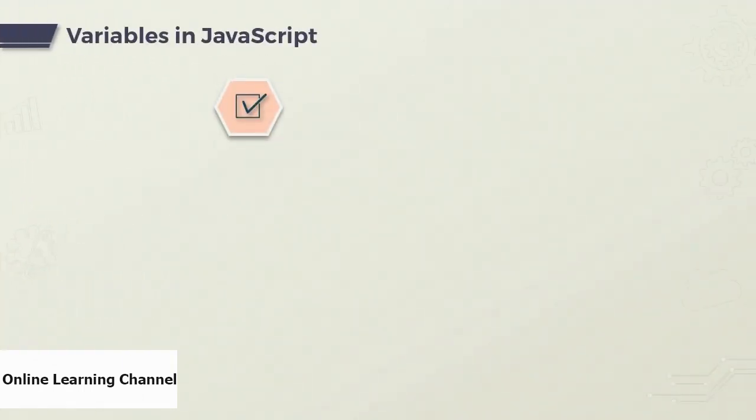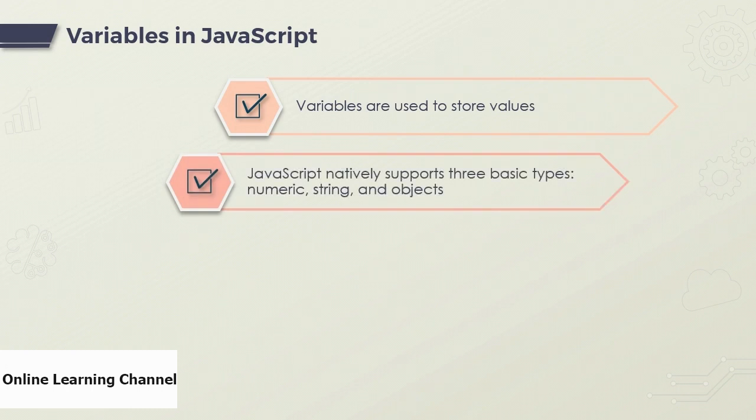Let's talk a little bit more about variables. So variables in JavaScript work like variables in any other programming language. Variables are used to store values. That's it. Also, JavaScript natively supports 3 basic types. Now, you may think that because it supports 3 basic types, it's not a full-fledged programming language. But there are variations on these. So the basic ones are, of course, numeric, string, where we use double quotation marks, and objects.